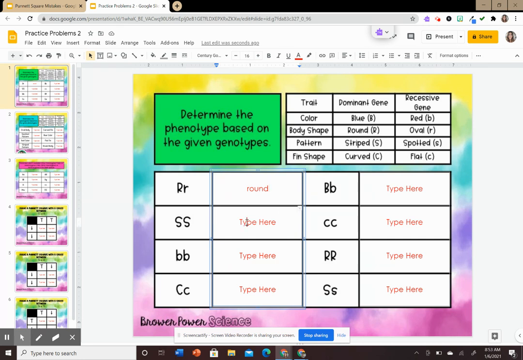Okay, and then you're going to go down to the next one, right? Big S, big S. Well, we automatically know those two are the same. So we don't even have to look at the little s. Big S, that's going to be striped. They're going to have a striped pattern. Let me type that in here. Okay, and you continue to do this for all of those.